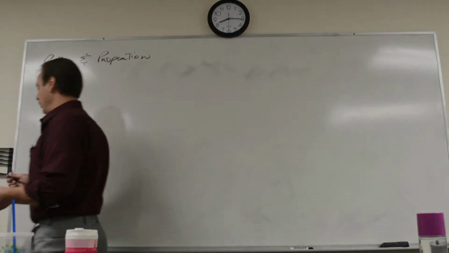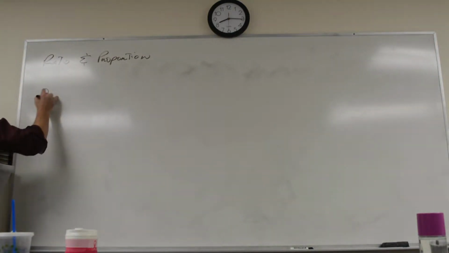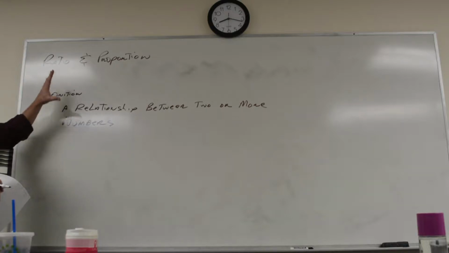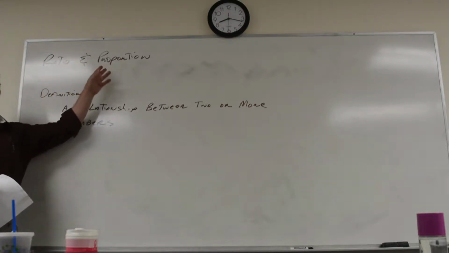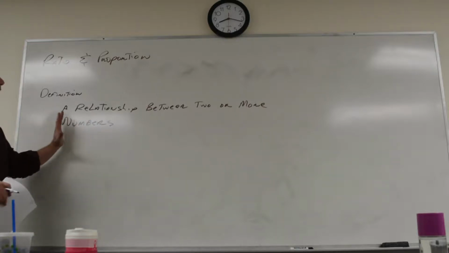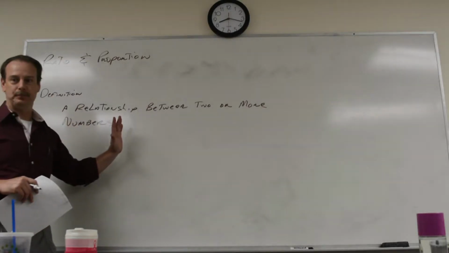Ratio and proportion. Let's start out with a definition. We'll go through the rules, but let's just understand what we're talking about. Whenever you see a ratio or proportion, it's saying something's proportional. It's a relationship between two numbers, and that ratio stays the same.